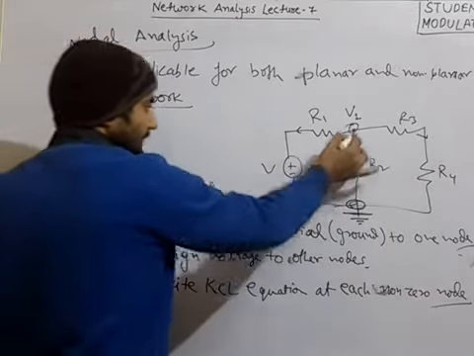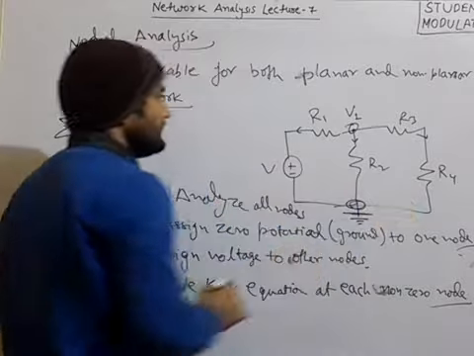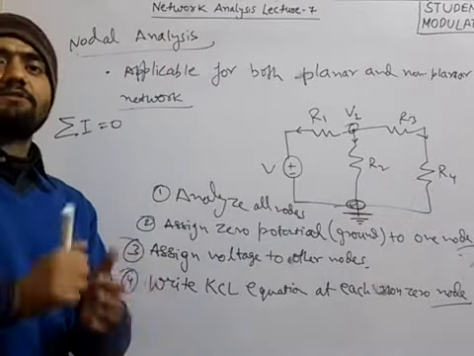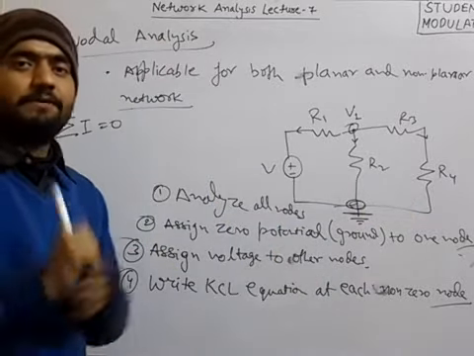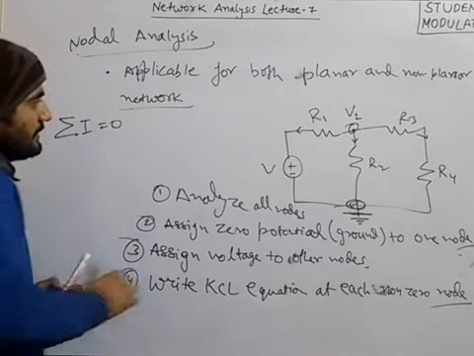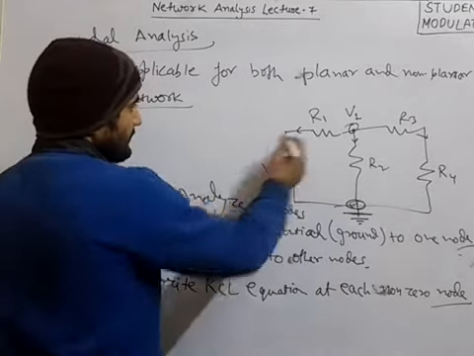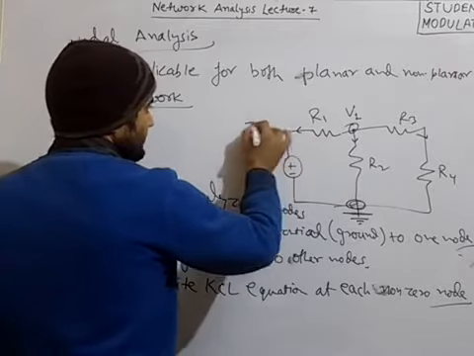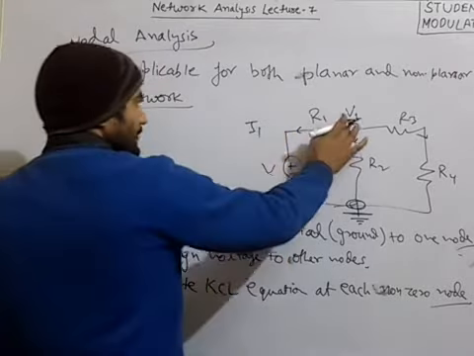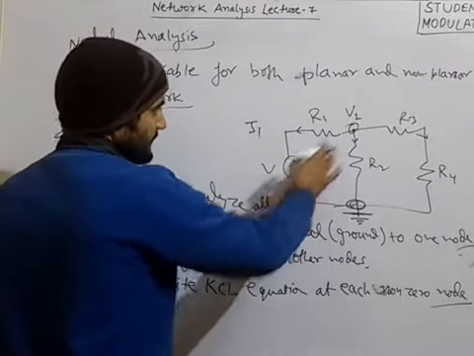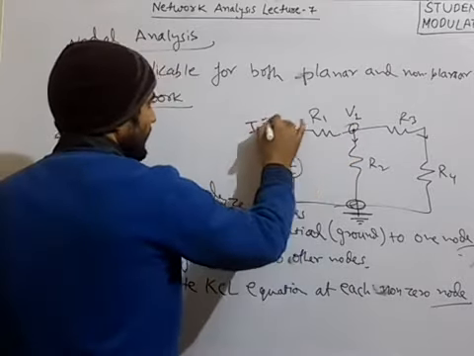So we just have to write the KCL at this node, which means we have to find the current in this branch and the current in this branch, add all the currents and equate it to 0. That will be the KCL equation. First of all, what will be the current in this branch? If I take it as I1, it will be V1 minus V upon R1.